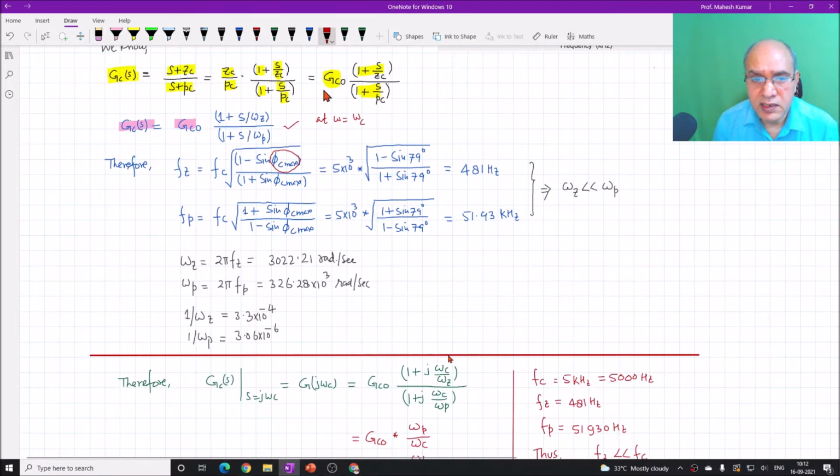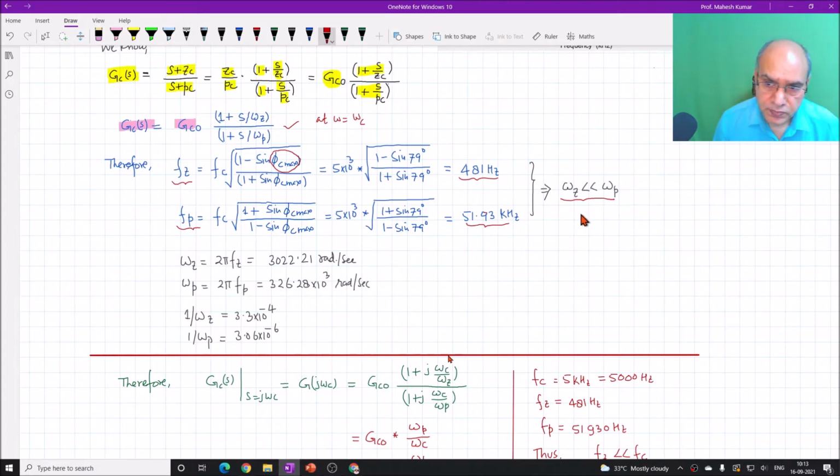Substitute this value back, we will get Fz as 481 Hz and we will get Fp as 51.93 kHz. This we have discussed in the previous class. I am just summarizing what we have done. And we can see obviously that this is the lead compensator because omega z is far less than omega p. So the placement of the zero is near the j omega axis. The placement of the pole is far away from the j omega axis.